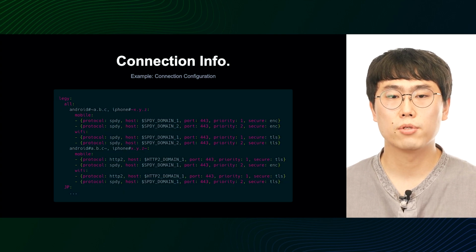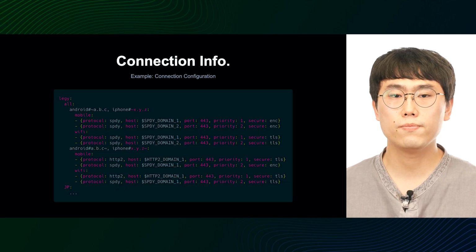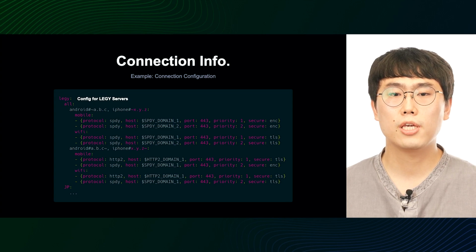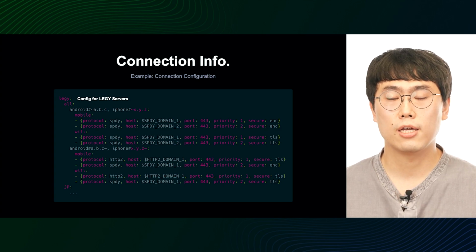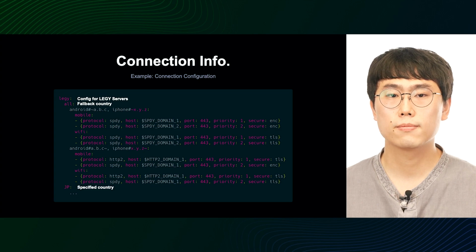Here is an example of CONINFO. The top-level key, LEGY here, indicates the configuration item. This example configures LEGY server item. The keys at the next level are countries. This example has two, all and JP.